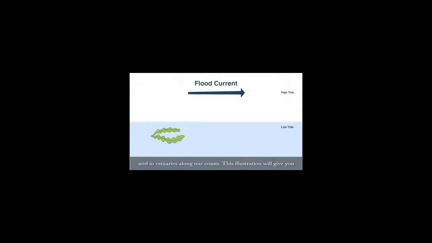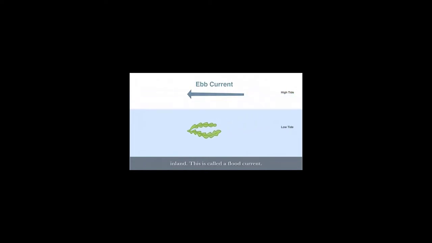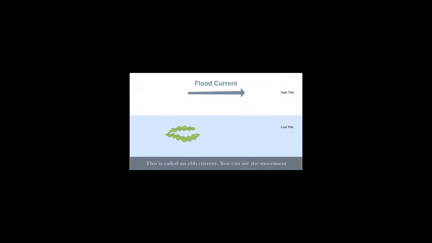Let's go back to the shoreline to witness one cause of ocean currents: the tides. Tidal currents are strongest near the shore, in bays, and in estuaries along our coasts. This illustration will give you an idea of how it works. As the tide rises, water moves inland. This is called a flood current. As the tide recedes, the water moves seaward. This is called an ebb current. You can see the movement of water here by watching the green seaweed move back and forth.